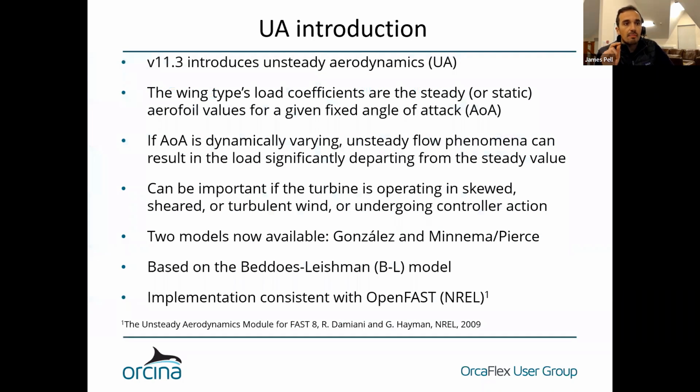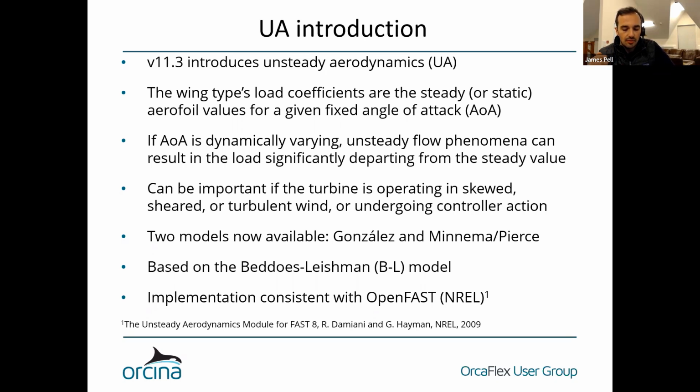So for the turbine, the big feature added this year is unsteady aerodynamics, aka UA for short. When you specify wing type load coefficients in an OrcaFlex wind type, what you're giving there are the static or steady values. So this is the lift, drag, pitching moment coefficients that you might measure if you were to put the wing or airfoil in a wind tunnel or a CFD code, etc., at a fixed angle of attack.